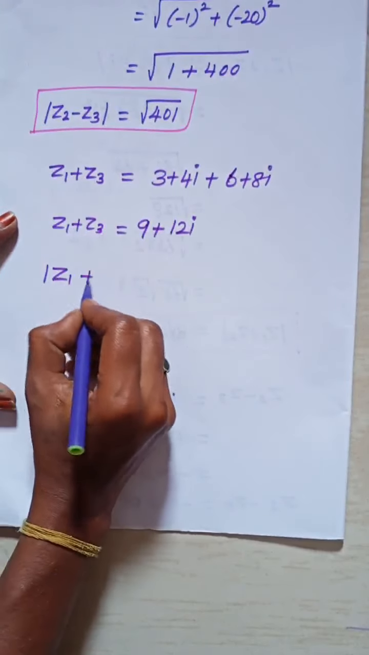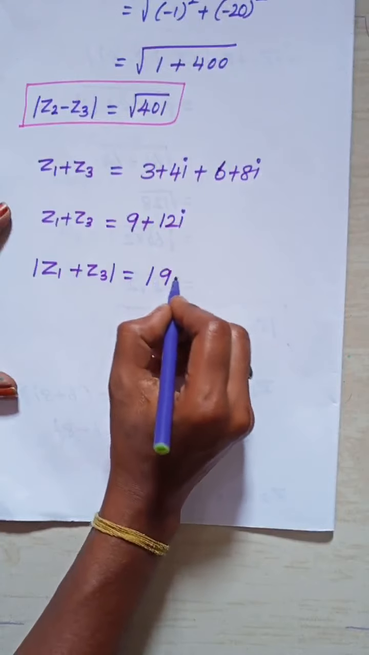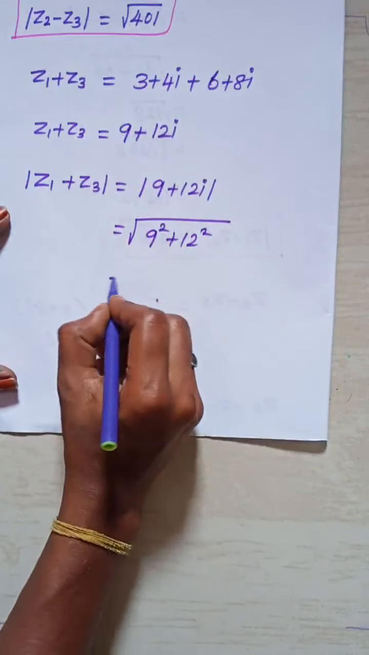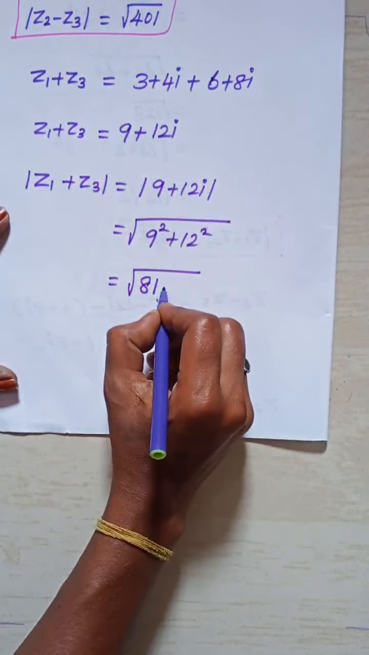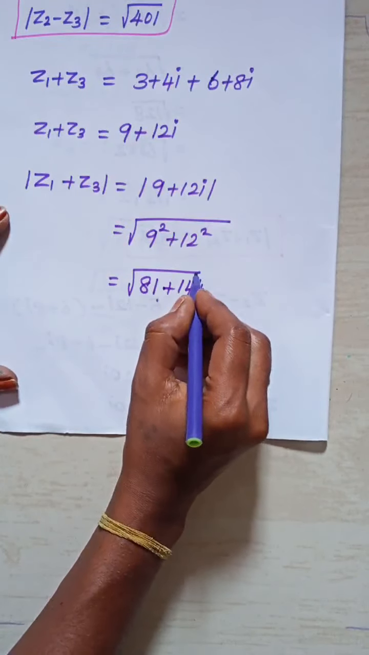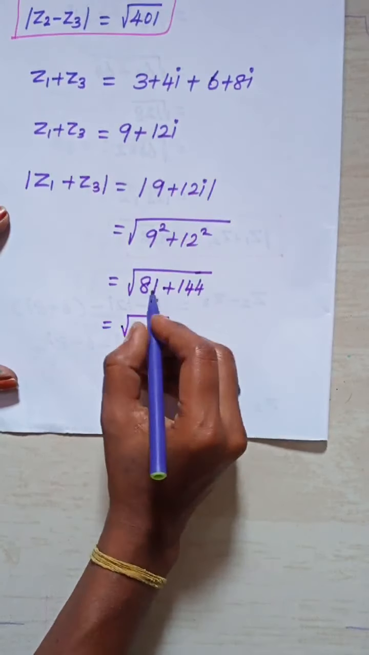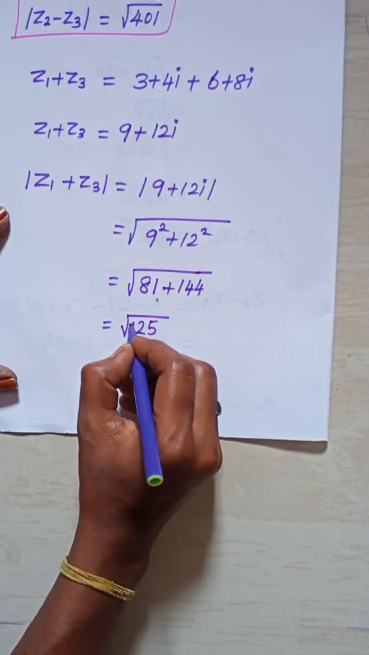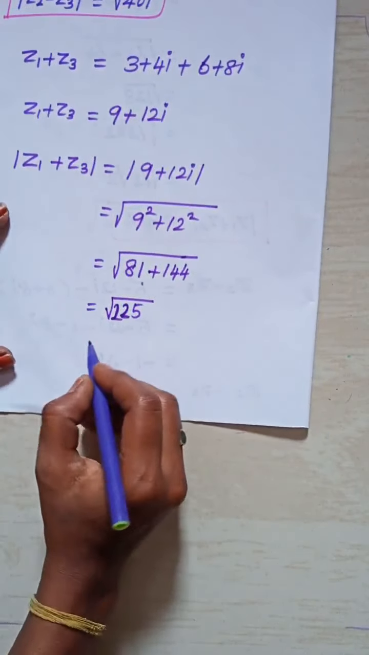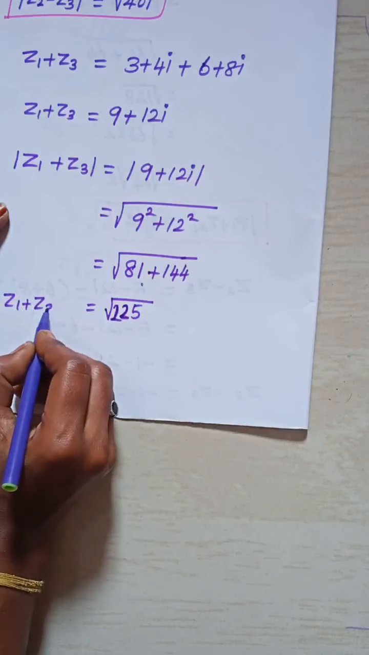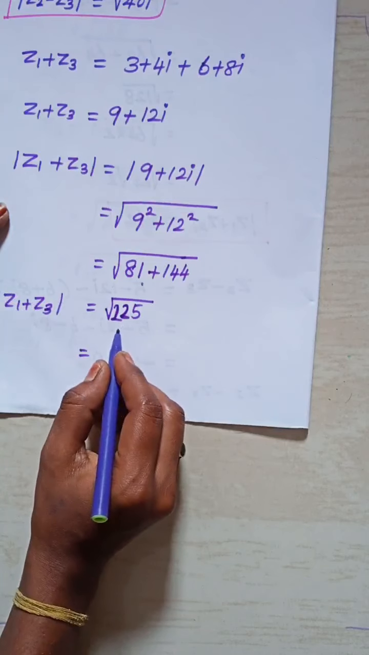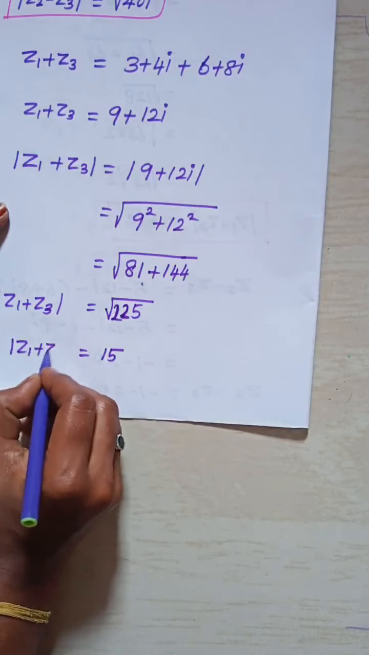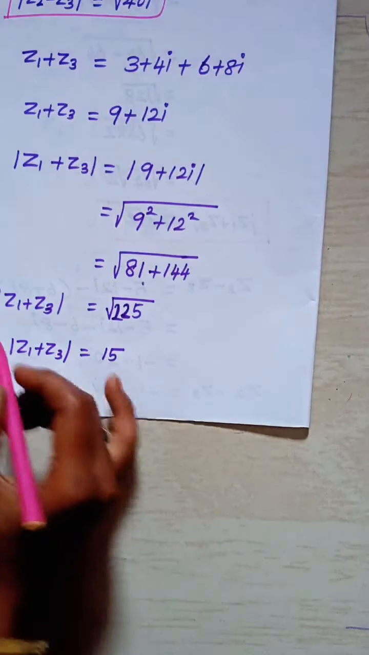Next, find the modulus of z1 plus z3. So modulus of 9 plus 12i is equal to the square root of 9 squared plus 12 squared, which is the square root of 81 plus 144, so the square root of 225. Simplify this: it is a perfect square of 15. So the modulus of z1 plus z3 is equal to 15.